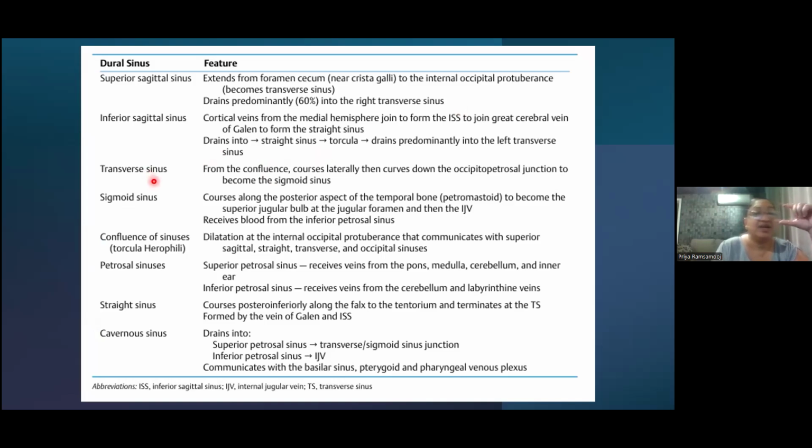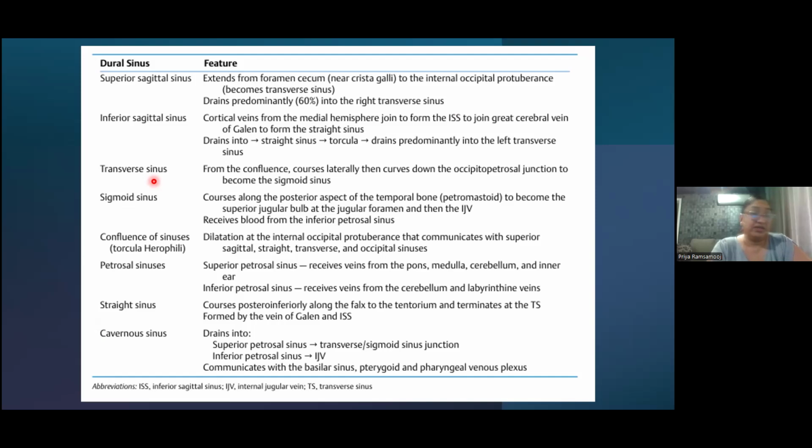And then you have the transverse sinus, which starts from the confluence, courses laterally and then curves towards the occipital petrosal junction to become the sigmoid sinus. And the sigmoid sinus is just as the name suggests, because of its shape, S-shaped. In essence, it courses along the temporal bone to become the superior jugular bulb at the jugular foramen, right? And receives blood from the inferior petrosal sinus.